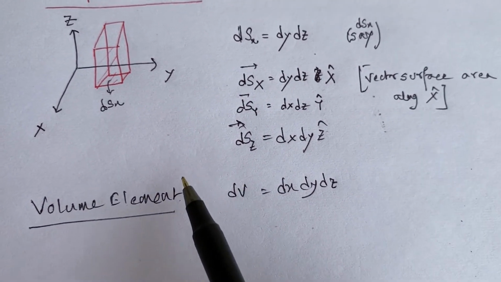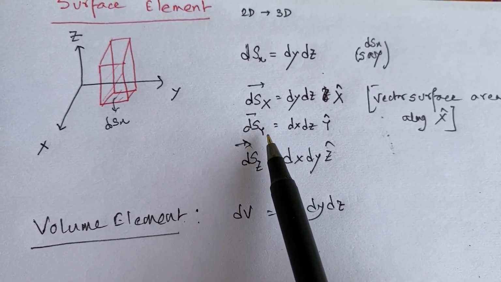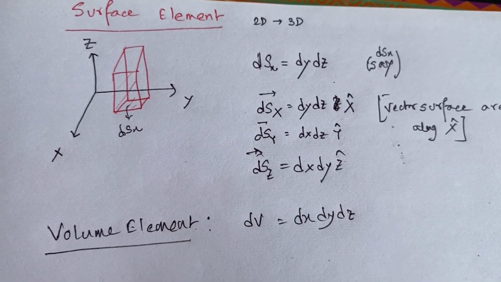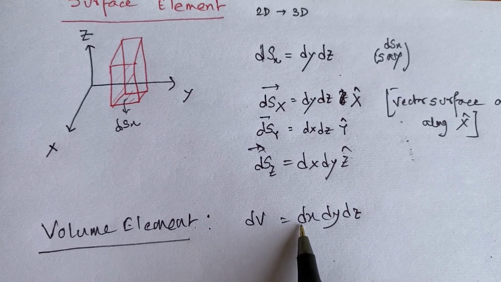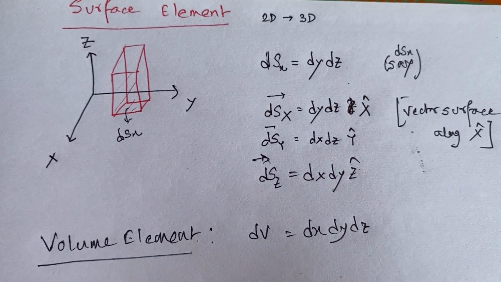Similarly, I can also denote the areas of other faces along the y and z directions. And if I want to write the volume element, it is simply dx dy dz, and it is a scalar quantity.